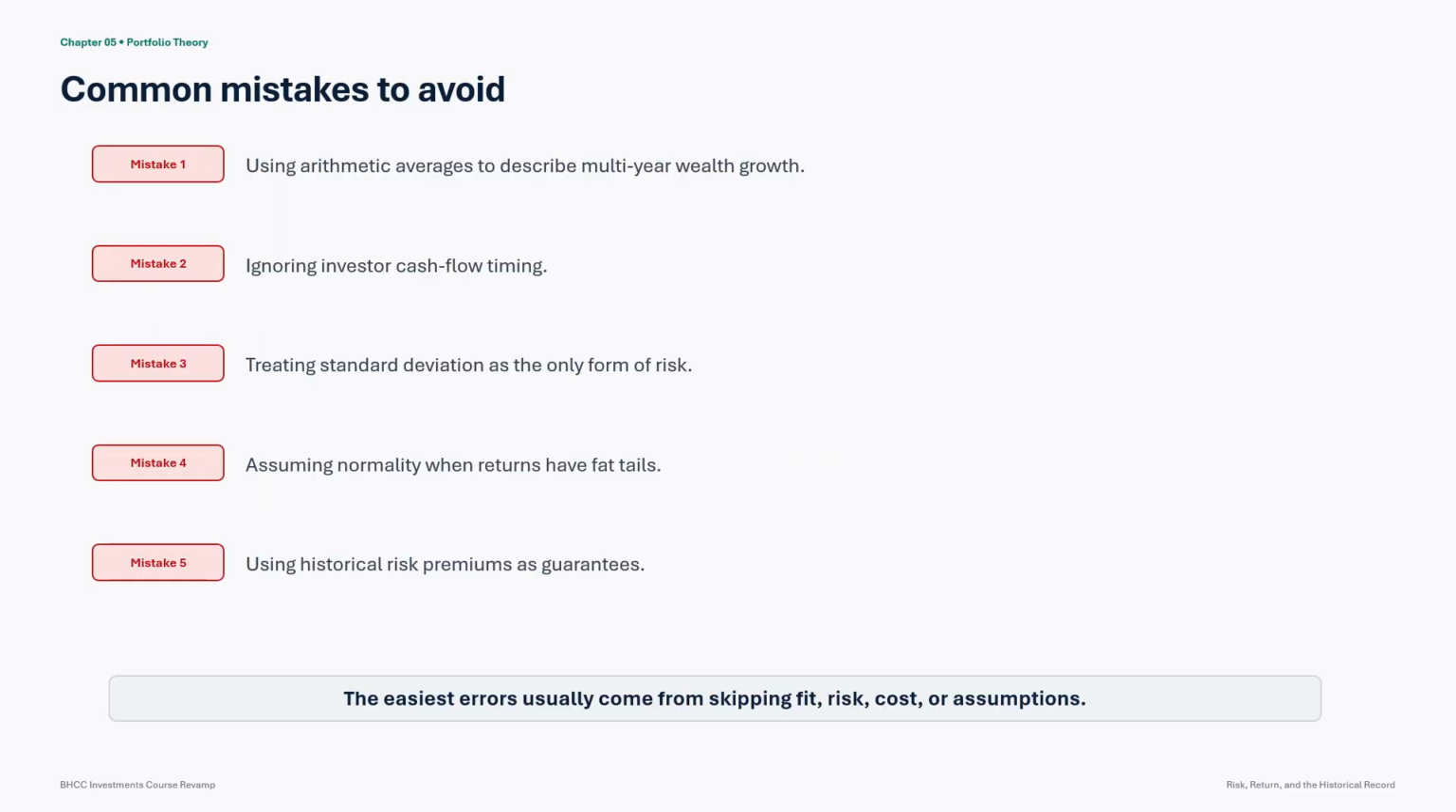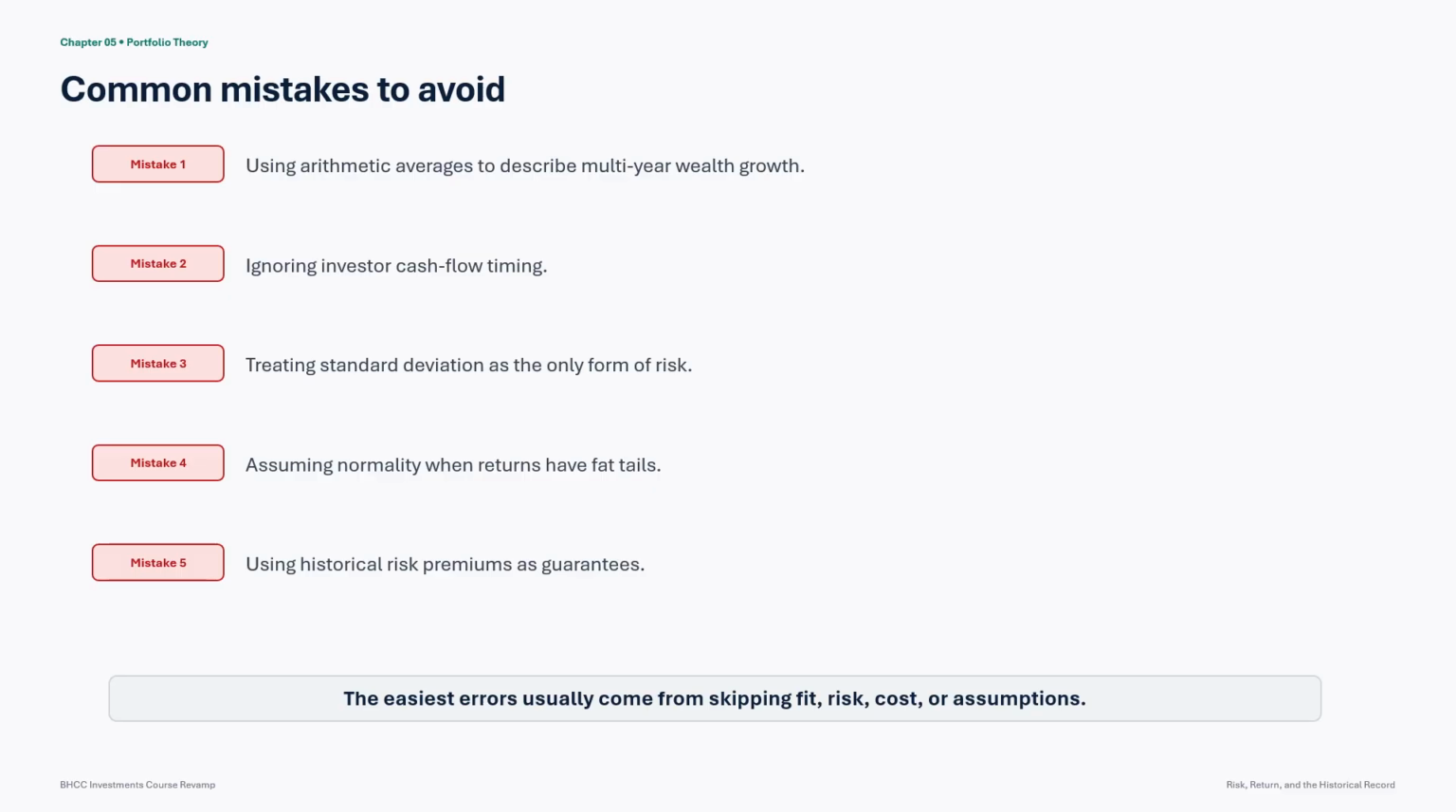These 5 mistakes are common because each begins with a measure that is useful in the right setting. Mistake 1 is using an arithmetic average to describe multi-year wealth growth. The arithmetic average can be positive even when compound wealth falls. When the question is what happened to a dollar over time, geometric return is usually the relevant measure.